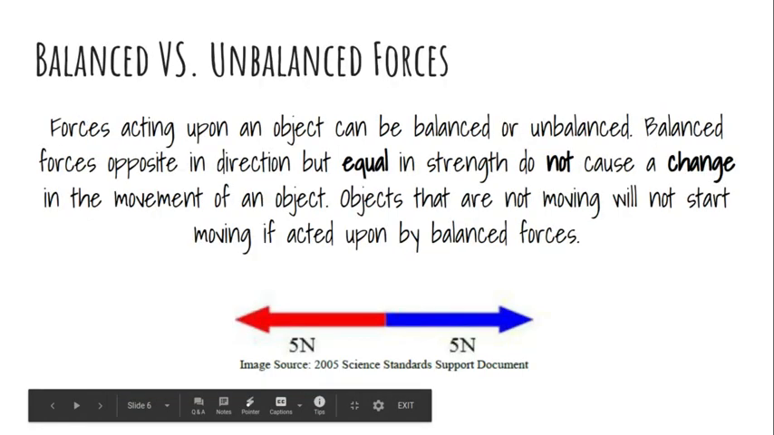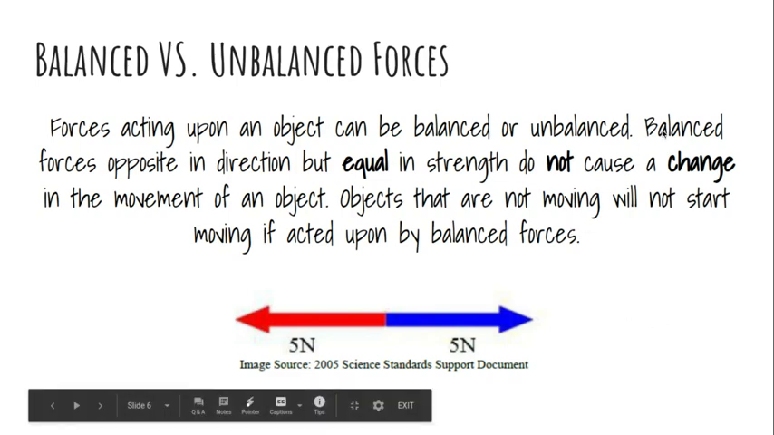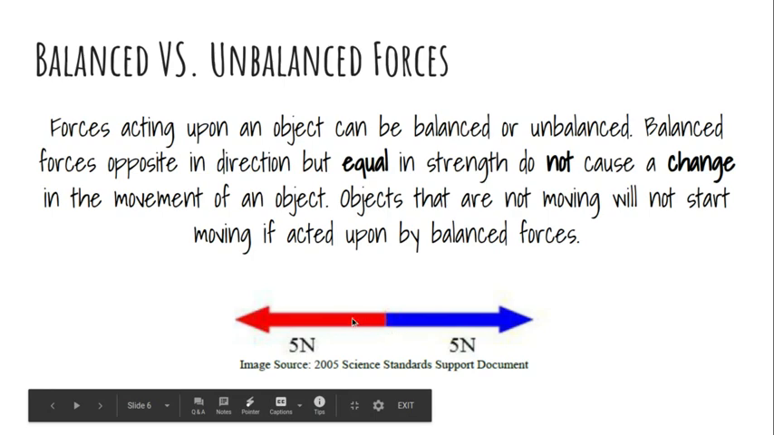Okay? All right, so this brings us to balanced versus unbalanced forces. And again, depending on where you guys were at, some of you may have learned about this before, some of you may not have. But basically, a balanced force is when they are opposite in direction, but they're equal in strength. They will not cause a change in motion. So if we look over here, we have 2 arrows. One is going to the left, one is going to the right. And if we look, they're about the same size.